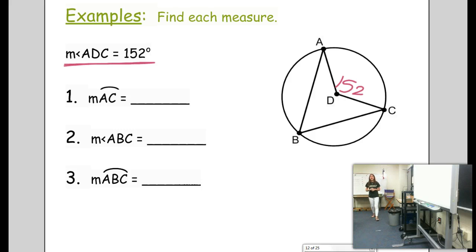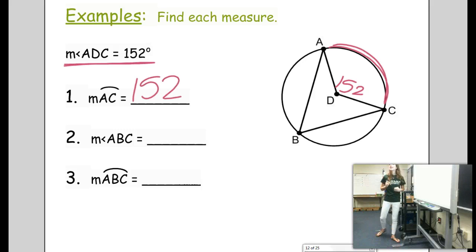Melanie, what's the measure of arc AC? Yep, 152. A central angle is equal to the measure of its intercepted arc. Matt, what's the measure of angle ABC? 152 divided by 2. 76. It's half the arc. Half the arc.